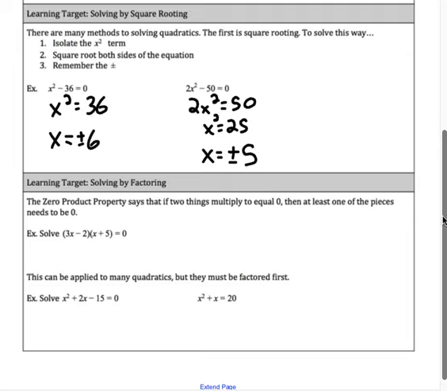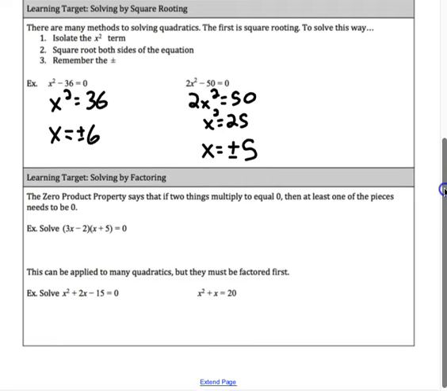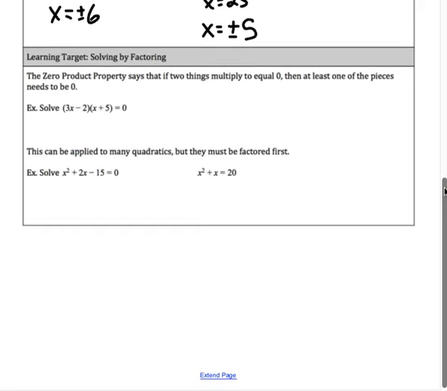So again, that was probably the easiest of our solving methods, quickly followed by our next one, solving by factoring, okay? So solving by factoring, the reason we use it is because that dives into what we call the zero product property, right? It comes from the idea that if two things multiply to be 0, at least one of those pieces must be 0. So what that means is this, that 3x minus 2 has to be 0, or the x plus 5 has to be 0.